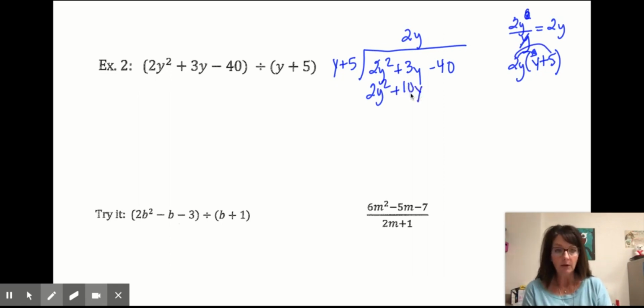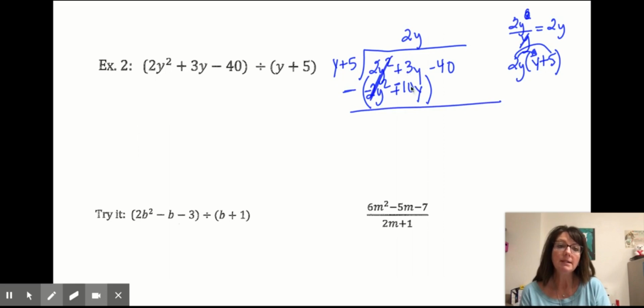Now, according to the algorithm of long division, this gets subtracted from the original dividend. So it's like distributing a -1. So this is really like a -2y squared and a -10y. Okay, so 2y squared minus 2y squared cancels. 3y plus a -10y is a -7y. And then we bring down this minus 40.